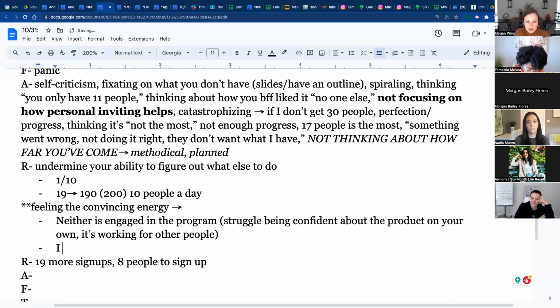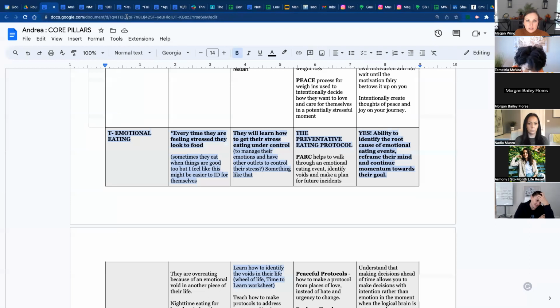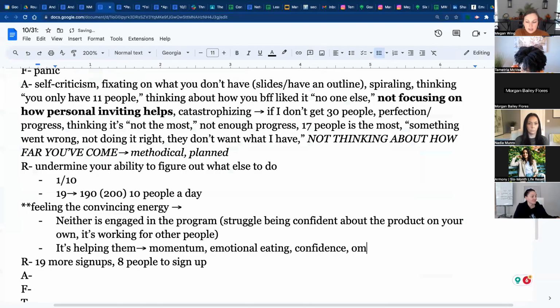So this thought, what was the thought? It's helping them, even if they are learning your version of momentum, emotional eating, confidence, and the other one, intentional living. Right? So it's like, this is how you lose weight. Factually. This is just true. This is what it takes, right?